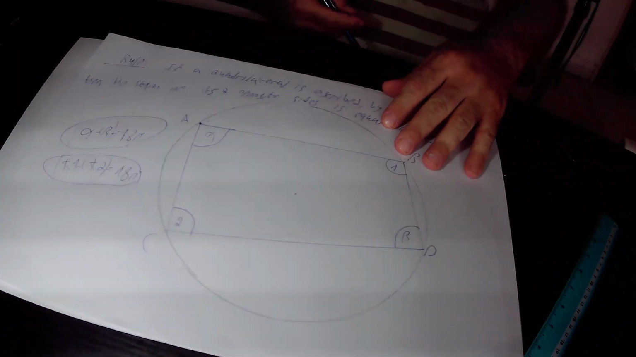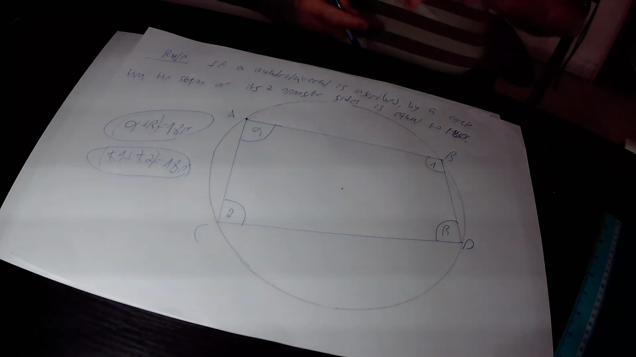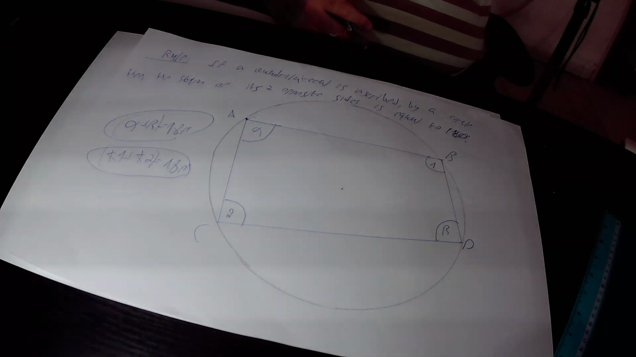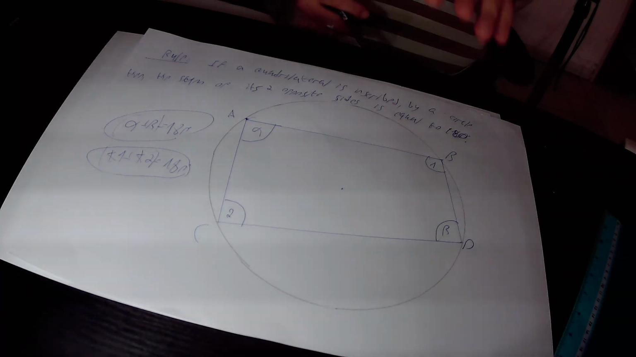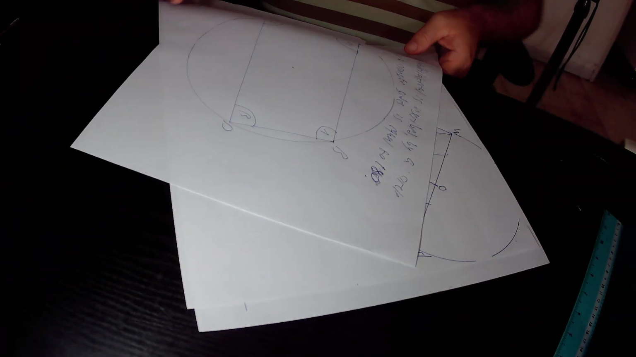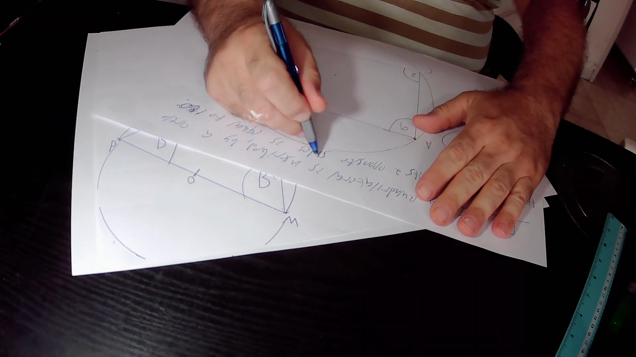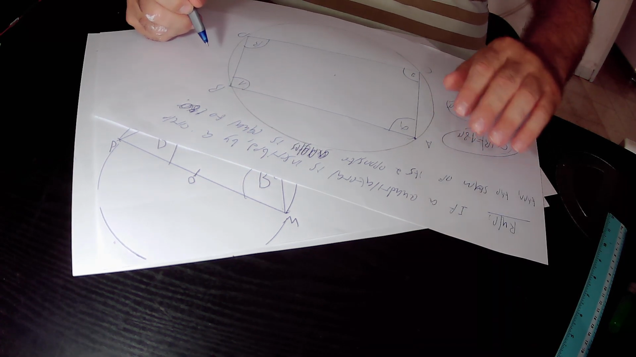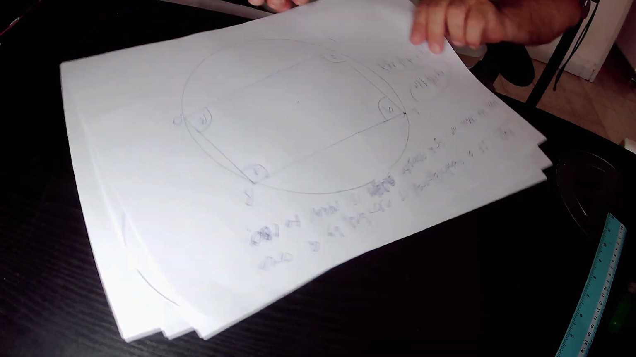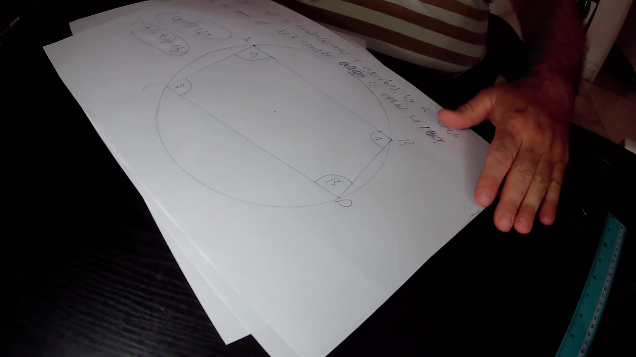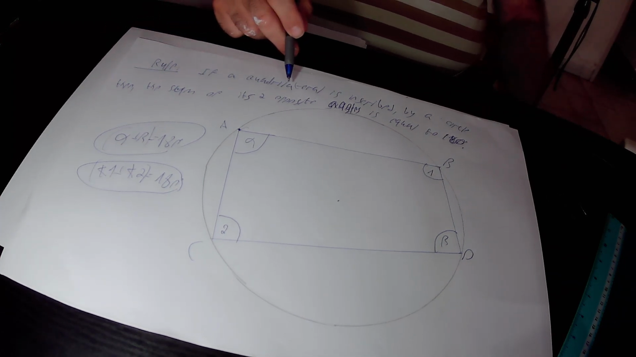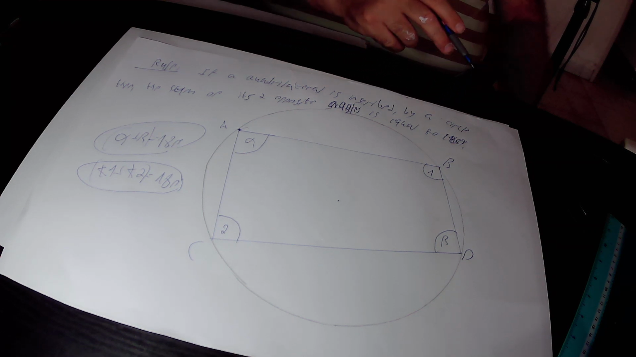According to the rule, if a quadrilateral is inscribed by a circle, then the sum of its two opposite angles is equal to 180 degrees. I repeat again: according to the new rule, if a quadrilateral is inscribed by a circle, then the sum of its two opposite angles is equal to 180 degrees.